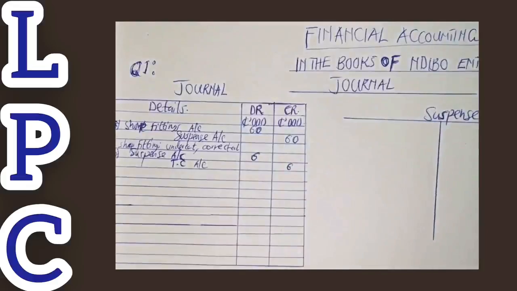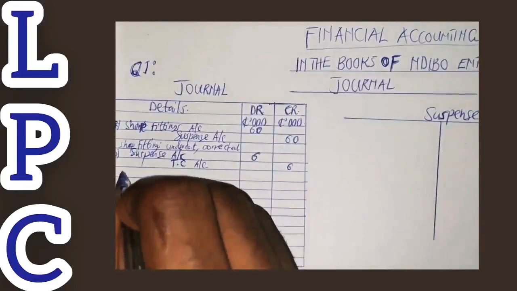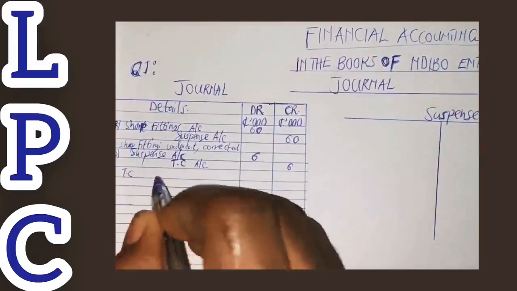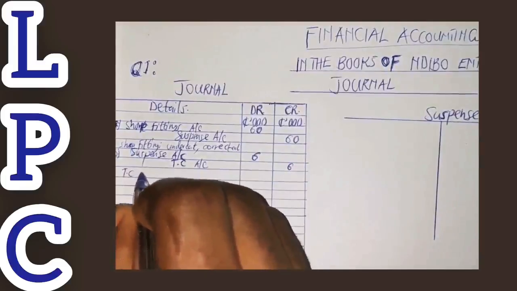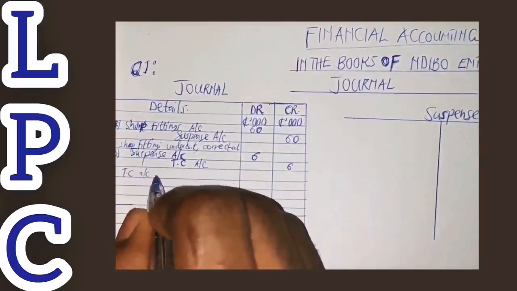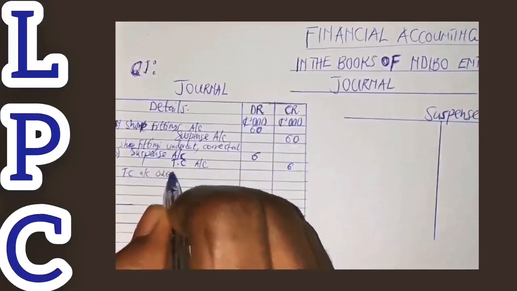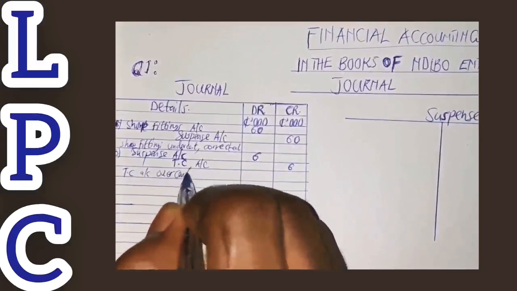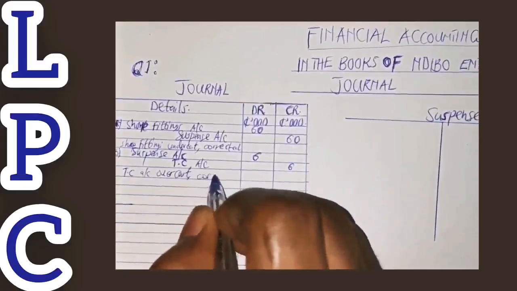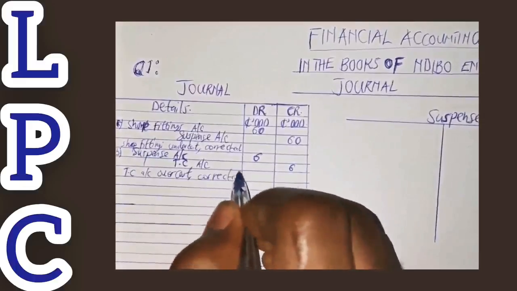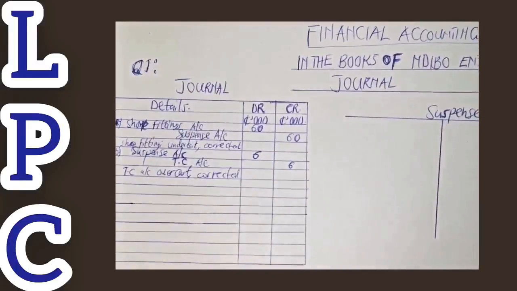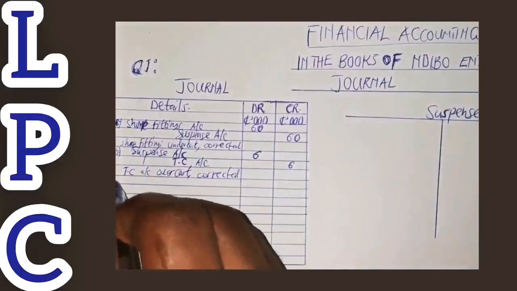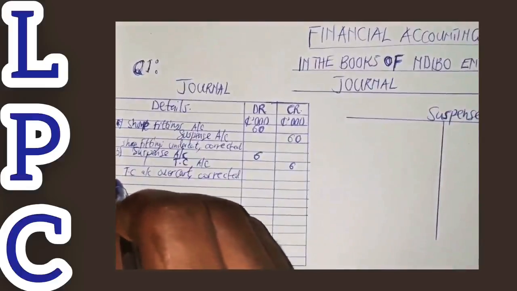Alright, so after that I have your narration: TC Ghana Limited account overcast, corrected. Now what's corrected? That is all. We are done. Then let's move on to the C part.